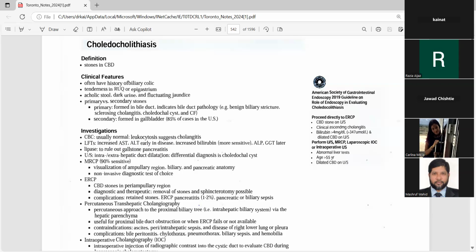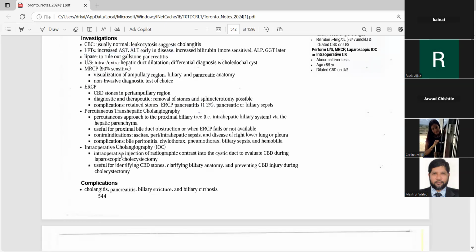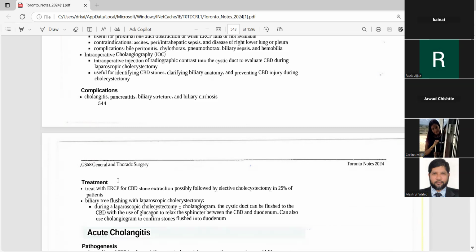Lipase to rule out gallstone pancreatitis, and then ultrasound, MRCP, ERCP, and then percutaneous. So all of this is going to be done by the gastroenterologist. So the complications are cholangitis, pancreatitis, biliary stricture, biliary cirrhosis. Treatment is usually with the ERCP.